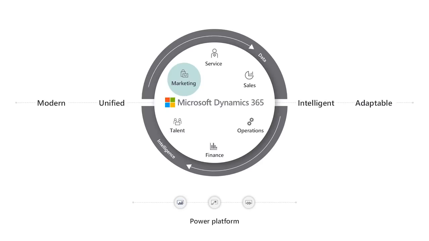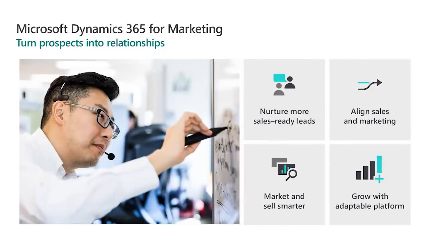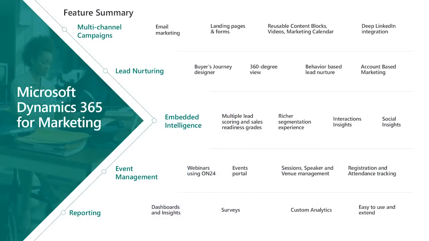And during this webinar, we're going to share information about Dynamics 365 for marketing, which is the solution offered for marketing teams. Dynamics 365 for marketing is a marketing automation solution for businesses that have outgrown basic email marketing. It can help these businesses turn more prospects into business relationships. This application can enable marketers to nurture more sales-ready leads, align sales and marketing, make smarter decisions, and grow with an adaptable platform.